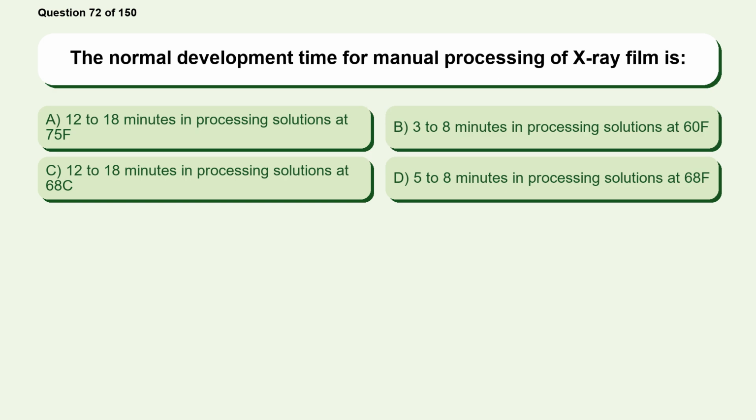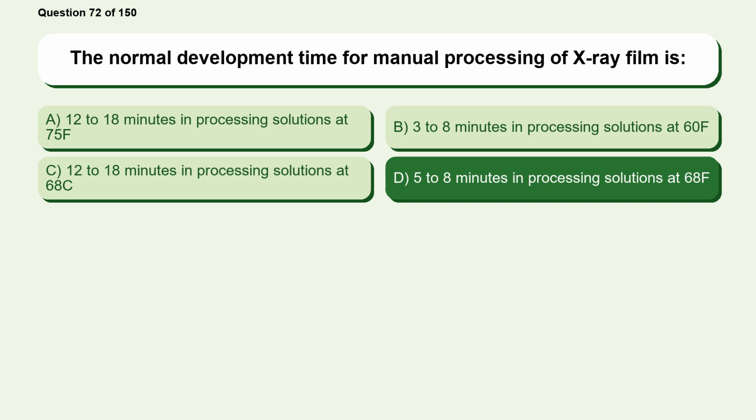Question 72. The normal development time for manual processing of X-ray film is: Option A. 12 to 18 minutes in processing solutions at 75 F. Option B. 3 to 8 minutes in processing solutions at 60 F. Option C. 12 to 18 minutes in processing solutions at 68 C. Option D. 5 to 8 minutes in processing solutions at 68 F. The correct answer is option D. 5 to 8 minutes in processing solutions at 68 F.